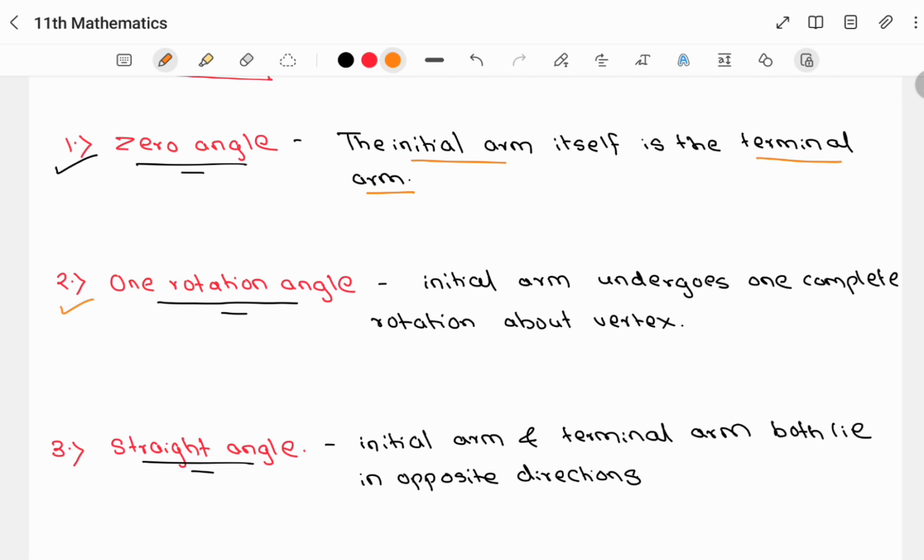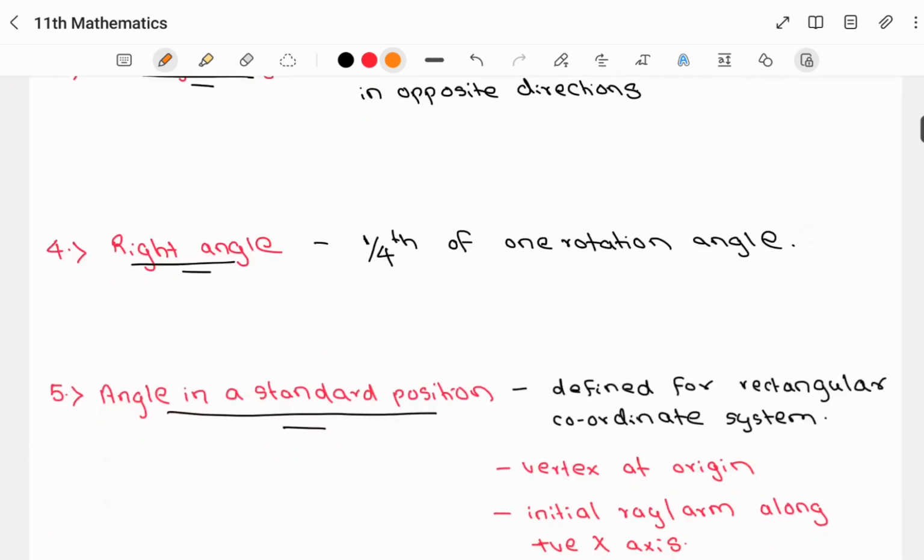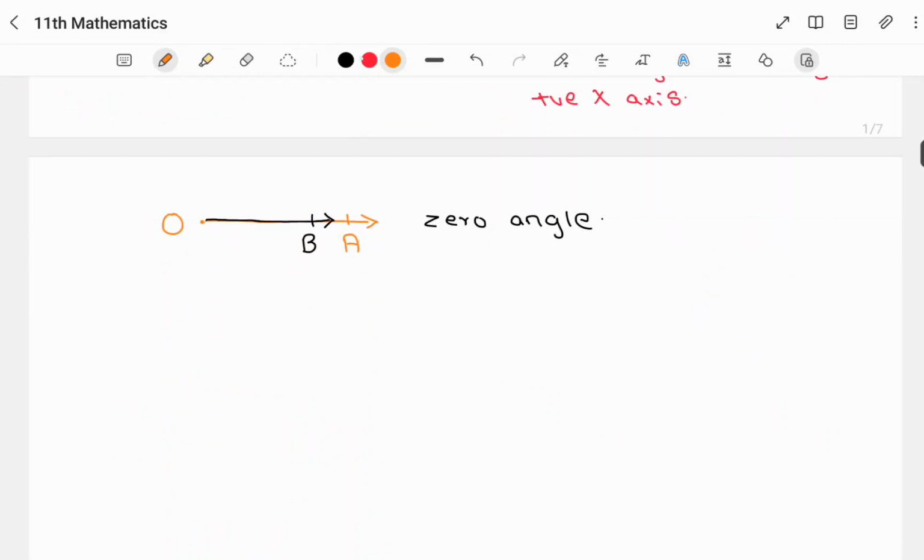So what is one rotation angle? In one rotation angle, the initial arm of the angle undergoes one complete rotation about the vertex. Let's have a look. When we draw a one rotation angle, it looks similar to that of the zero angle. But what is the difference? In zero angle, there is no rotation.